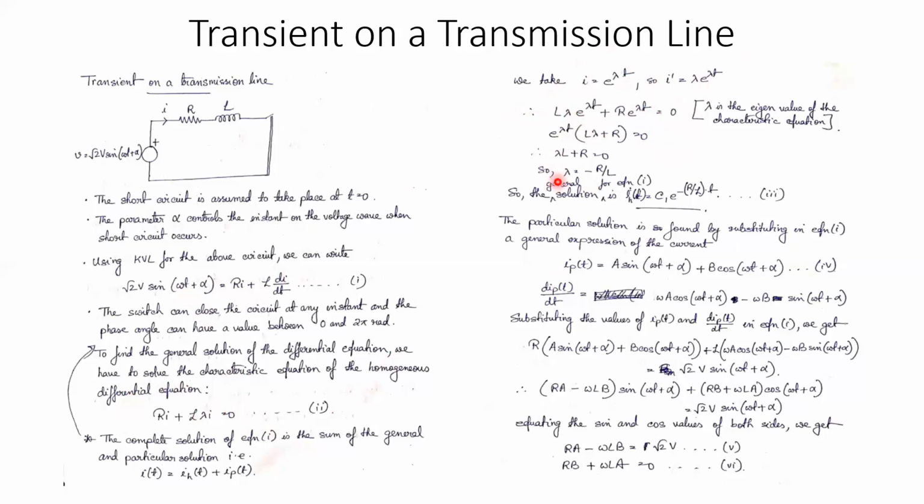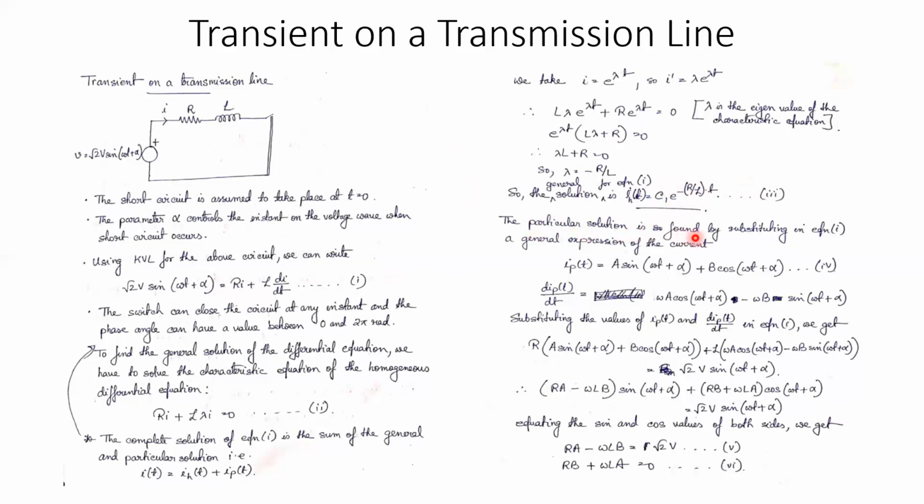So from here you can see that the value of lambda can be calculated as minus R by L. So the general solution for equation 1 is i_h(t) is equal to C1 e to the power minus R by L into t, where C1 is a constant which can be obtained by considering the initial values of the system.